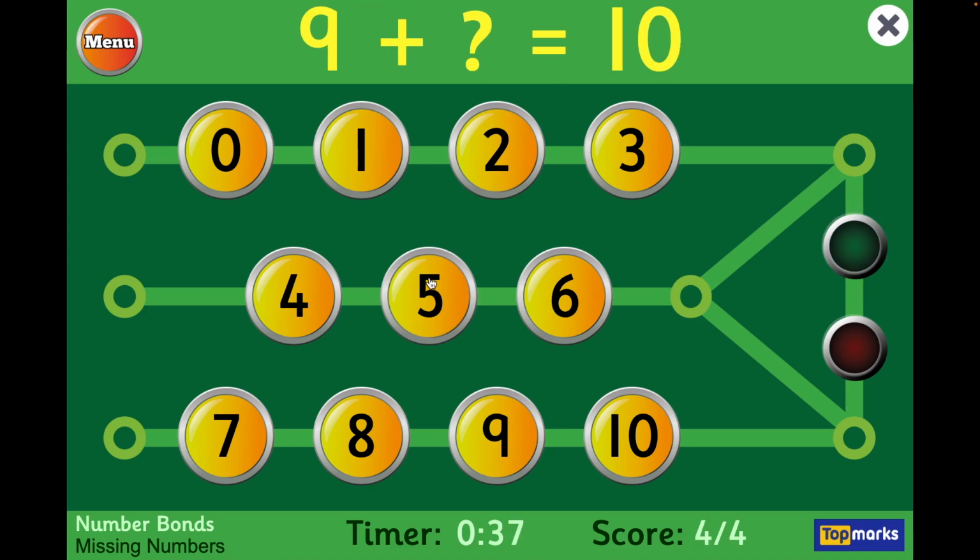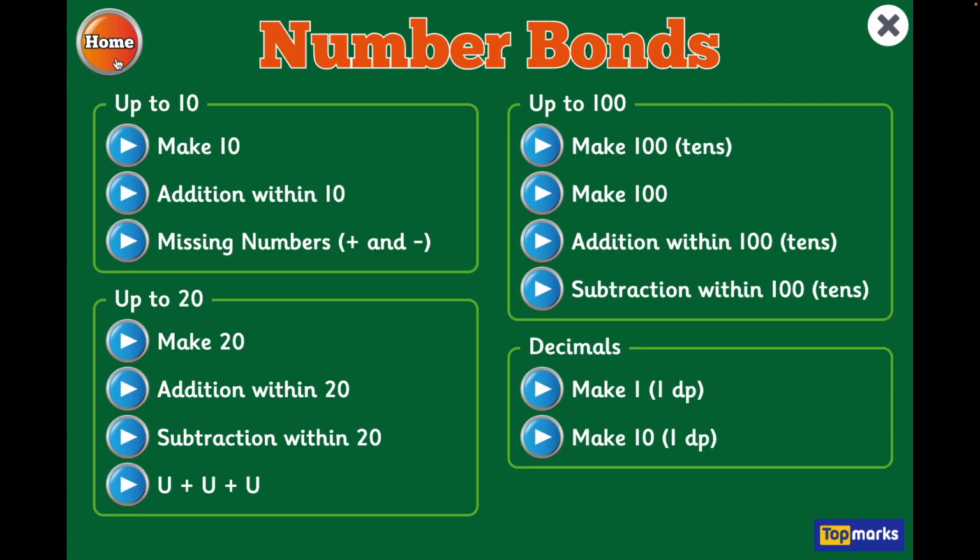5. These are also games that you can do as a whole class, or if you're working in a small group, working one-on-one, helping your child at home with their homework. This can be done in tutoring as well. They have those same options with up to 20.